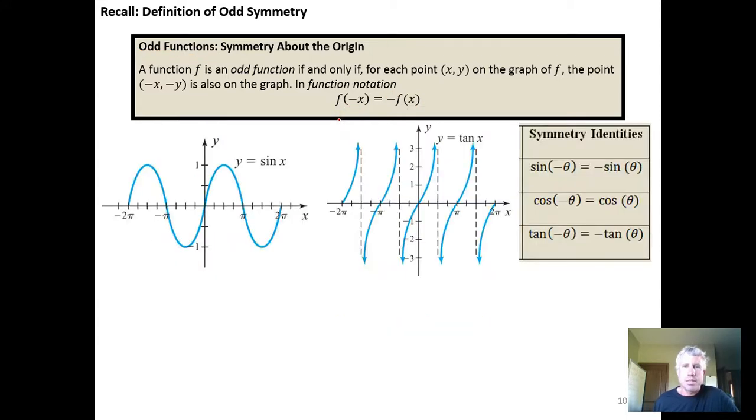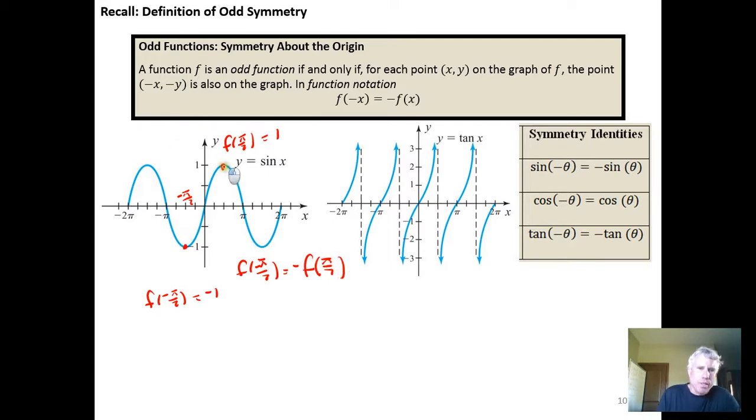The key is that the sine function and the tangent function both have odd symmetry. You pick a point here, like pi over 2. You see f of pi over 2 equals 1. And if we come over to negative pi over 2, we get this point here. F of negative pi over 2 equals negative 1. So f of negative pi over 2 equals the opposite of f of pi over 2. And this point reflected through the origin is going to wind up right here.